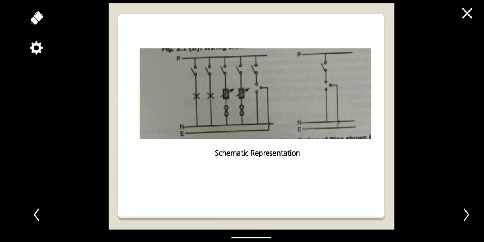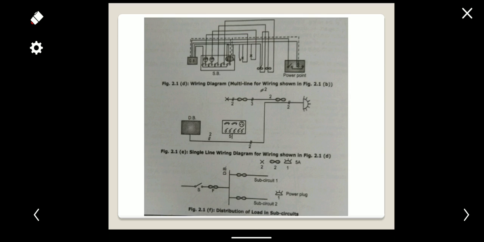This is the schematic diagram. In this numerical it has 2 lamps, then 2 fans with their regulators, and one 5 ampere socket. So this is the schematic diagram, and one power point socket. For the one power point socket, the schematic diagram is represented separately.